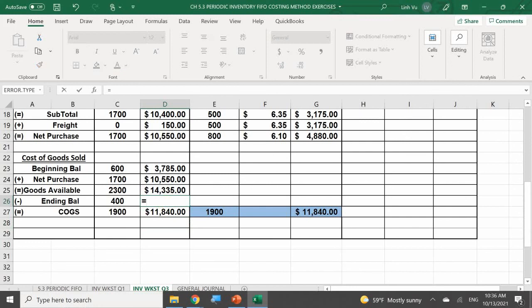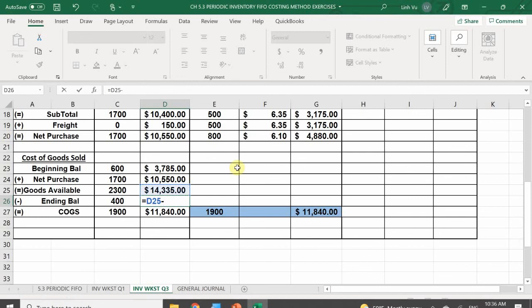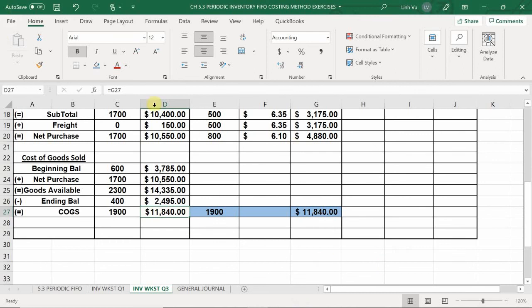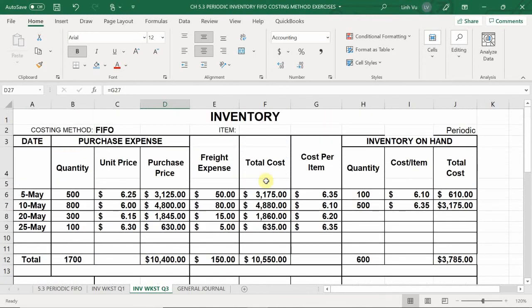If I have a total goods available of $14,335 and I sold $11,840, how much should I have left remaining in my inventory? 2,495. 2,495 is correct. And that's how I complete my inventory worksheet.